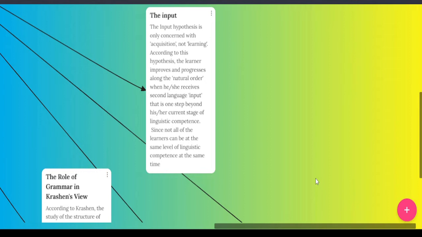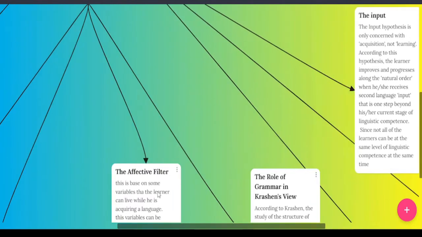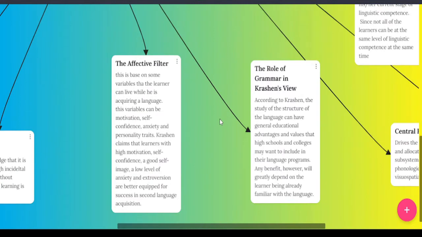The learner improves and progresses along the natural order when he receives second language input, I mean just any kind of input we can receive, listening to music, everything. For example, if the learner is at a stage i, then acquisition takes place when he is exposed to comprehensible input. I mean, you cannot just give input that you cannot understand. So it's pretty important to understand how input can improve our language.